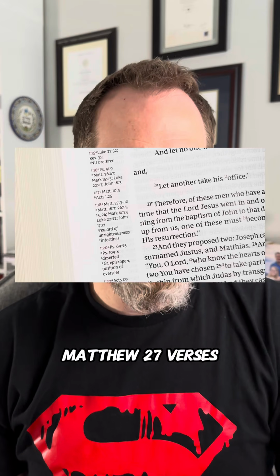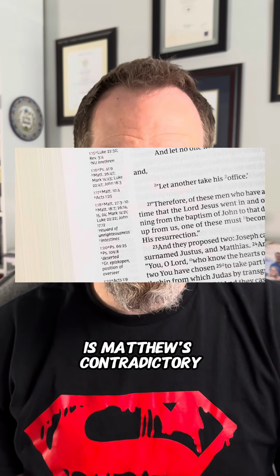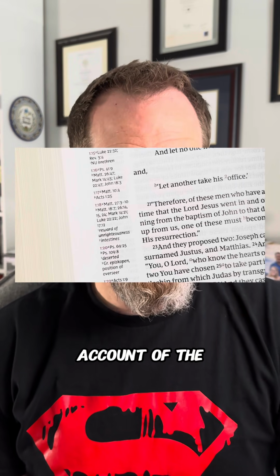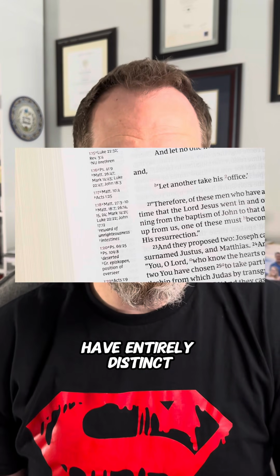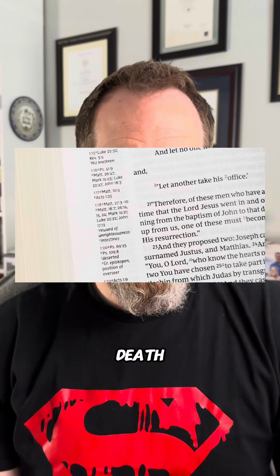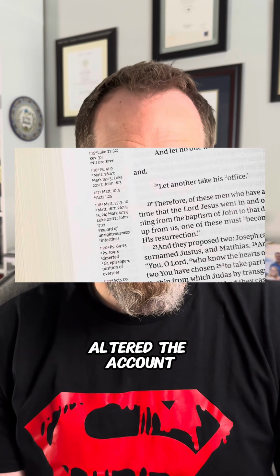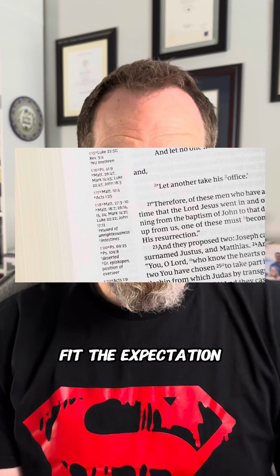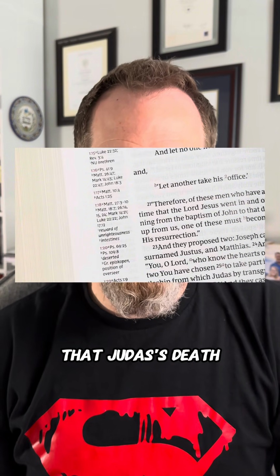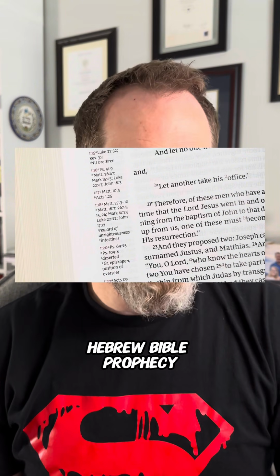Matthew 27, verses 3 through 10, is Matthew's contradictory account of the death of Judas. Acts and Matthew have entirely distinct accounts of Judas's death, and Matthew has altered the account to make it fit the expectation that Judas's death should fulfill Hebrew Bible prophecy.